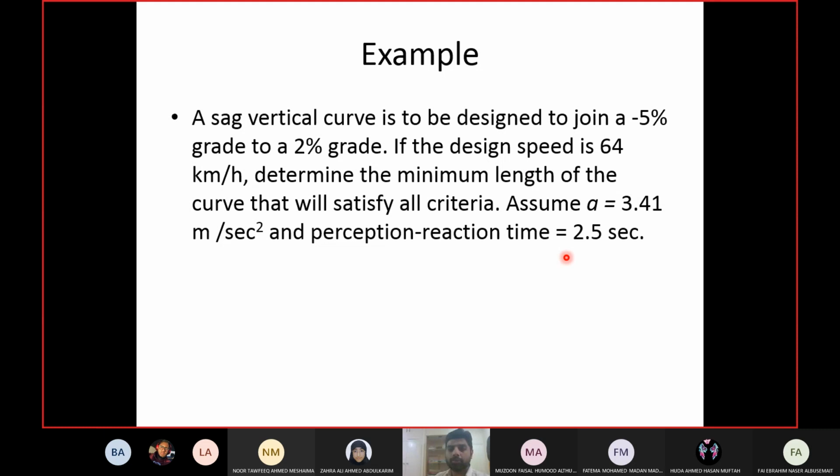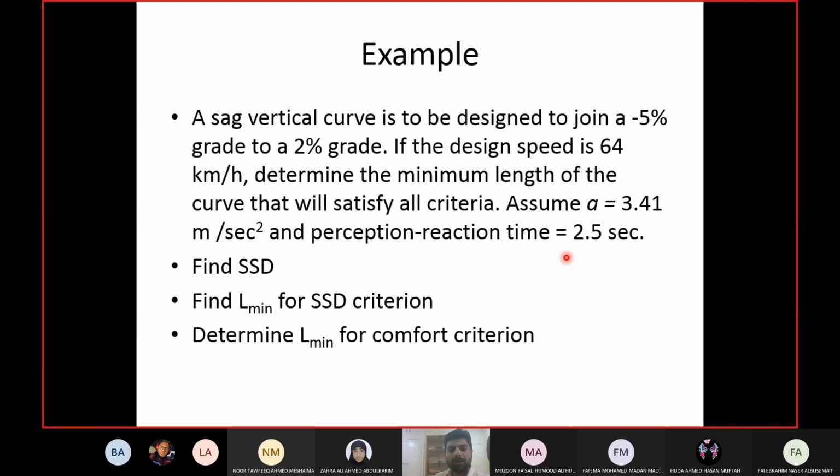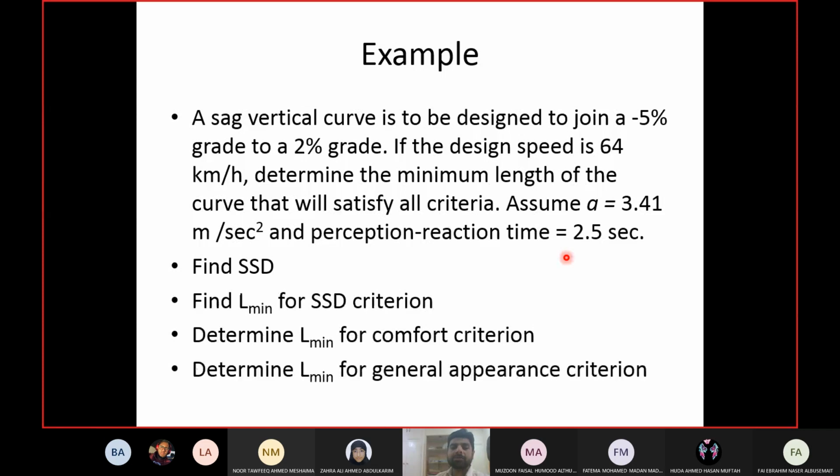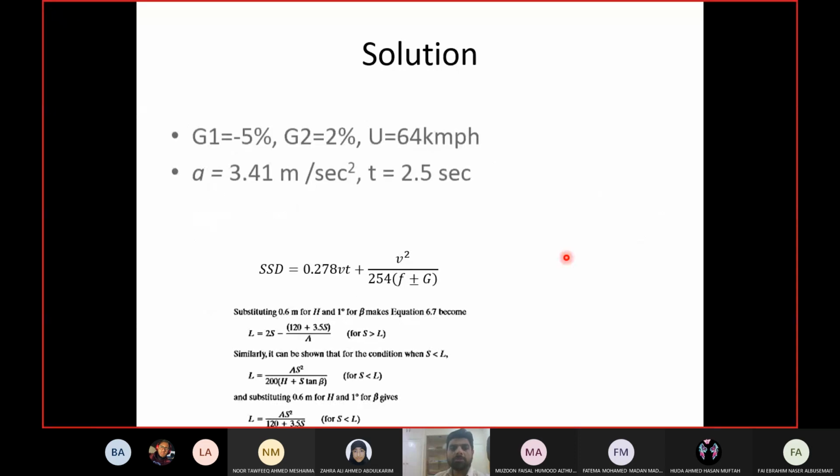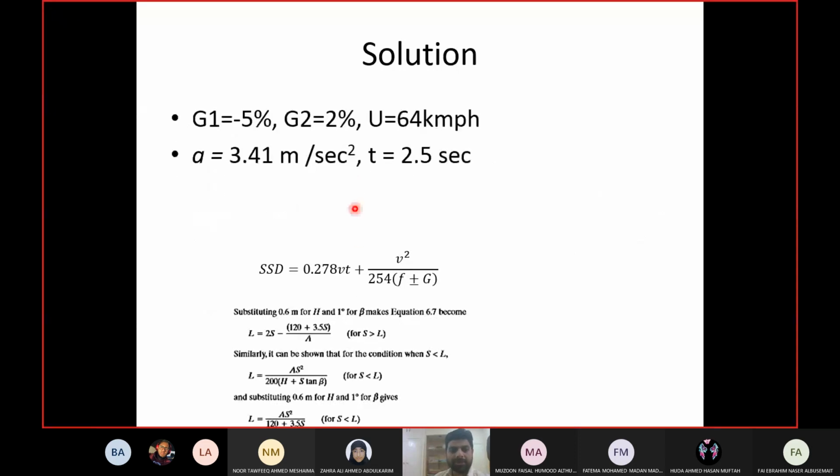So we will solve it in 4 steps. The first step is find out stopping sight distance, then find out the length according to stopping sight distance criteria, then find out the length according to comfort criteria, and then the length according to general appearance criteria, and then you select the final one. So going for the stopping sight distance criteria first.